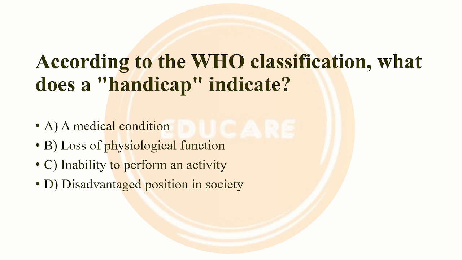According to World Health Organization classification, what does a handicap indicate? Option: A, medical condition, loss of physiological function, inability to perform an activity, disadvantageous position in society. The answer to this question is option D, that is disadvantaged position in society.